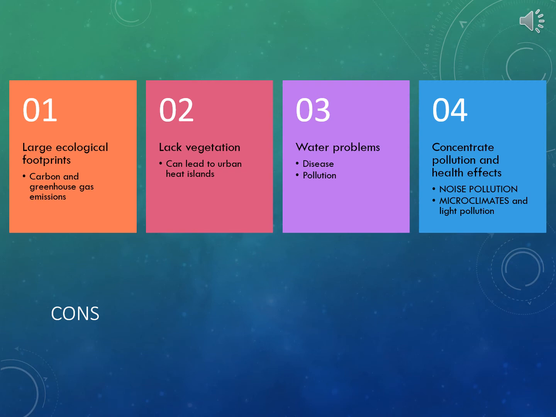Urban areas can also have water problems. This can cause waterborne diseases if it's not treated properly and sewage is not managed in the appropriate way. This can lead to just general water pollution and also disease transport such as cholera. Also, urban areas concentrate pollution and the health effects of them. Urban areas are notorious for noise pollution and light pollution, and they also cause microclimates, which are associated with urban heat islands.